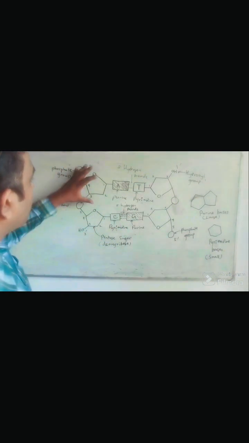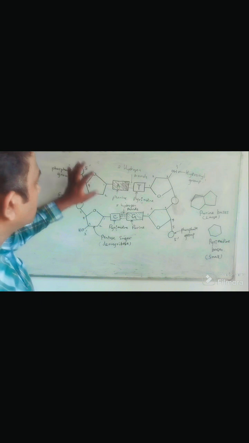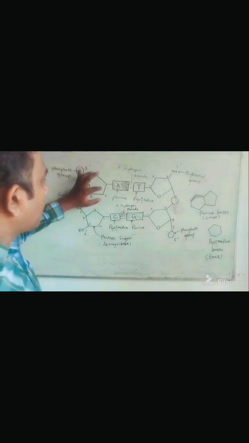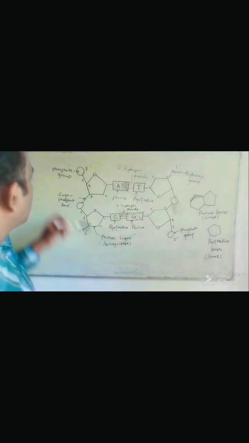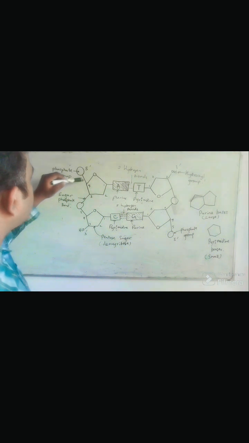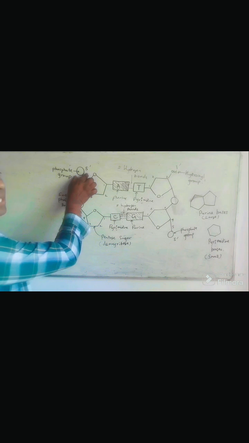Once it comes to this pentose sugar group, it has 5 carbons. So this is the oxygen here, and 1, 2, 3, 4, 5 carbons here. For the 5th carbon, the phosphate group is joining. Therefore, this end we call the 5' end.